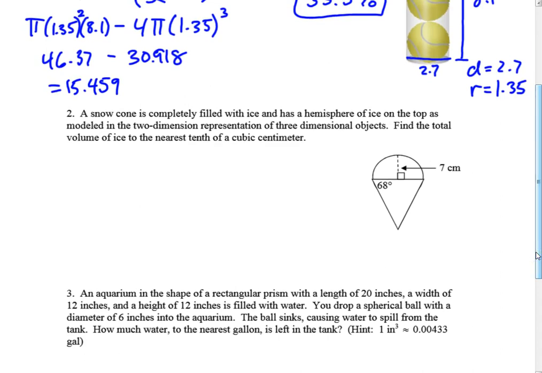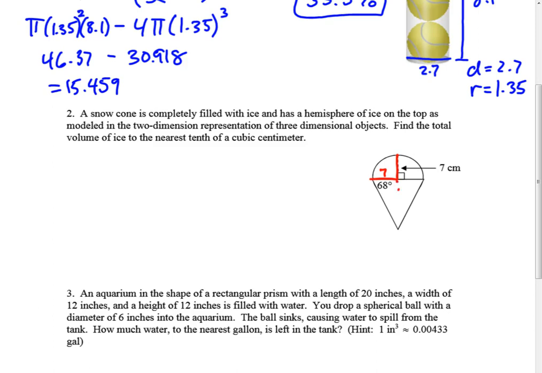Here we go. A snow cone is completely filled with ice and has a hemisphere of ice on top, as modeled in the two-dimensional representation of the three-dimensional objects. Find the total volume of ice to the nearest tenth of a cubic centimeter. First thing we need to see is that since this is a hemisphere, all the radii are going to be the same. So this will be 7 as well.